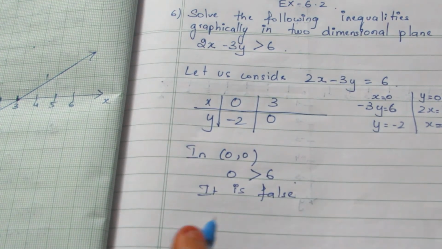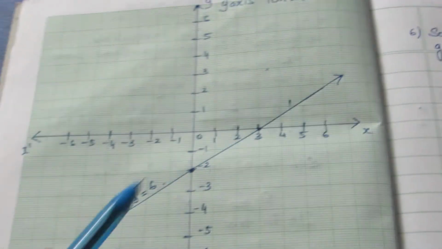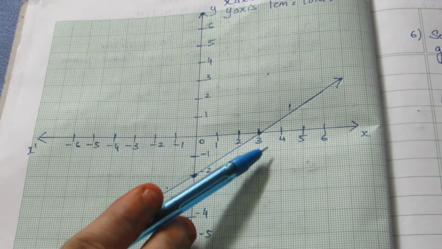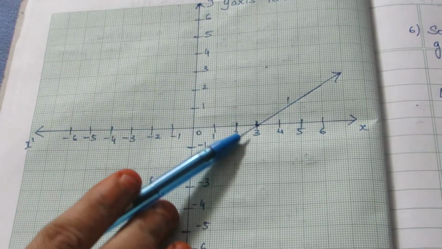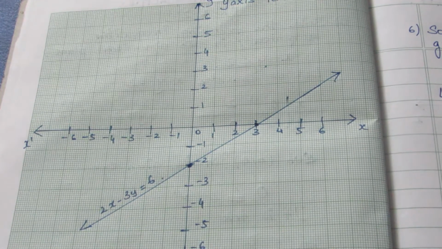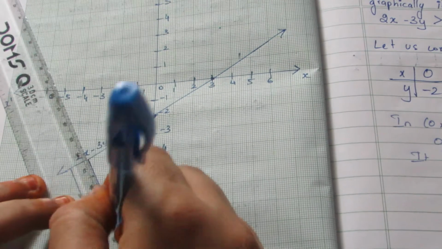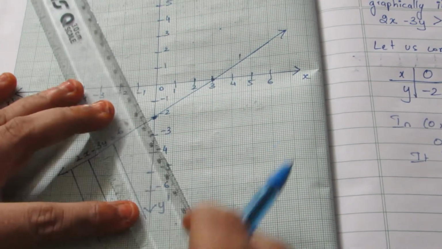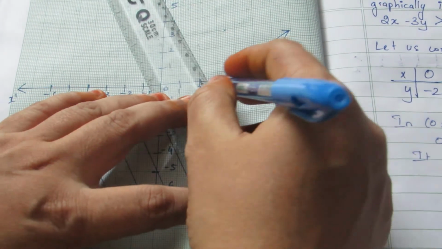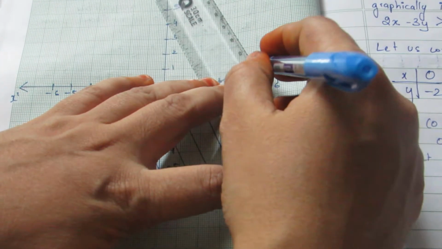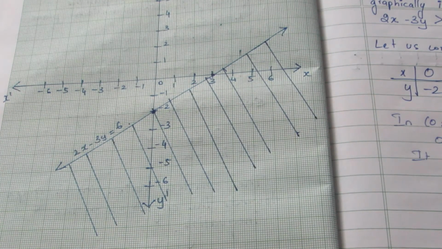So it is false. That means you need to shade the region away from 0 comma 0. Taking this point, it is wrong, so we need to shade it in this direction. If it is true, you need to shade it in this way. As it is false, you need to shade it on this side. This is called shading. This is away from the origin. As we have taken 0 comma 0, it is false, so we need to shade it away from the origin. So this is your graph.